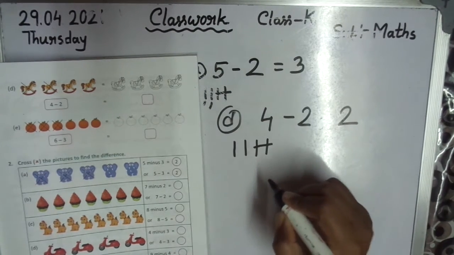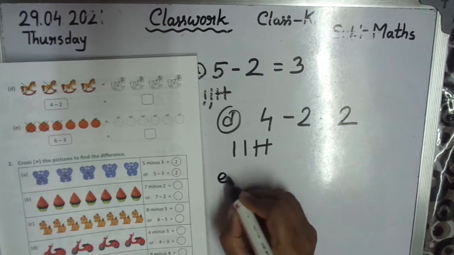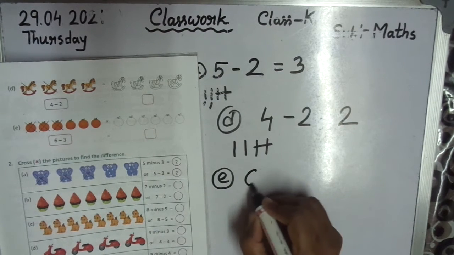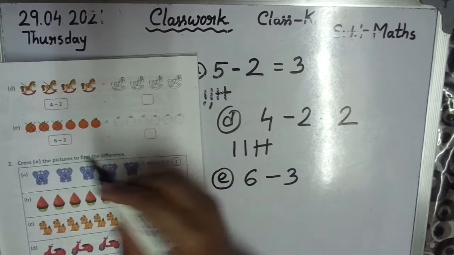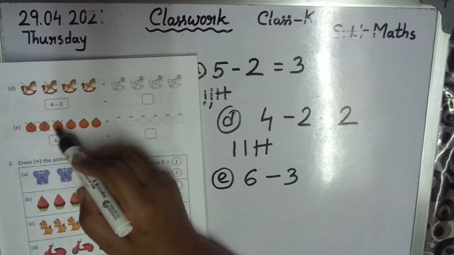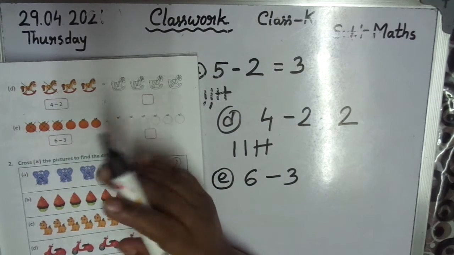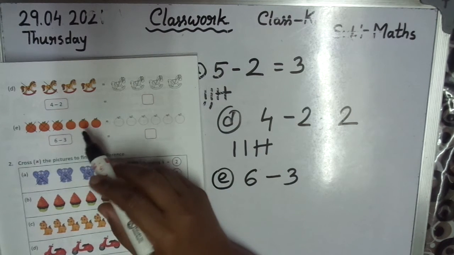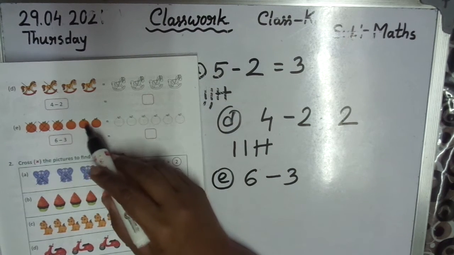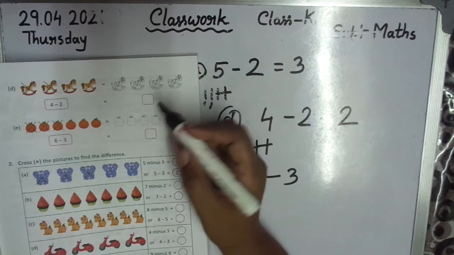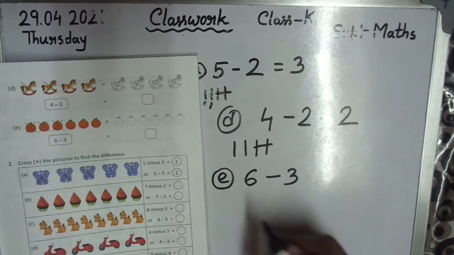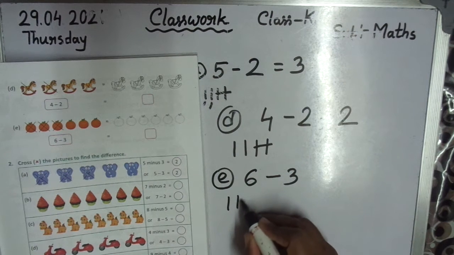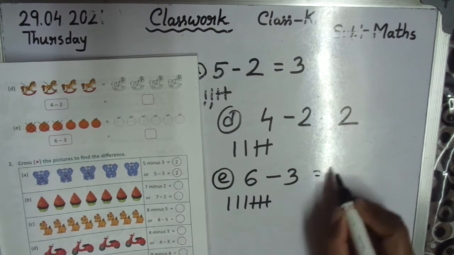Next E, tomatoes. 6 minus 3. So the question is 3. So you cross 1, 2, 3. 3 tomatoes cross. So left 1, 2, 3. 3 tomatoes are left. So you color them red. Any problem? 1, 2, 3, 4, 5, 6. So answer 3.